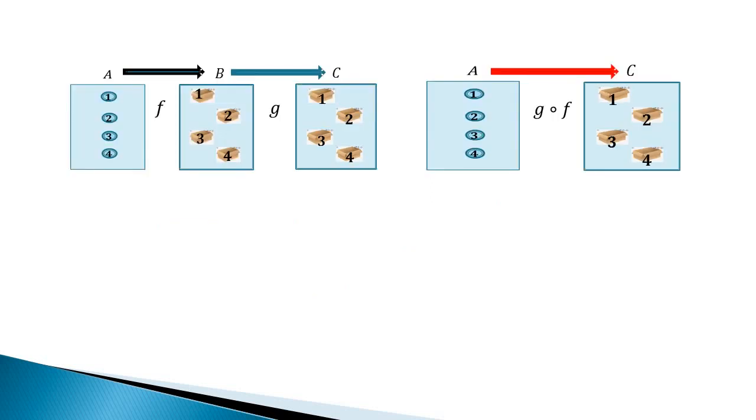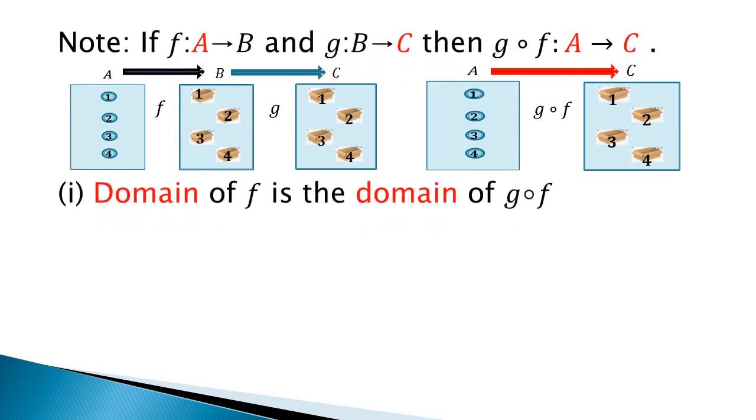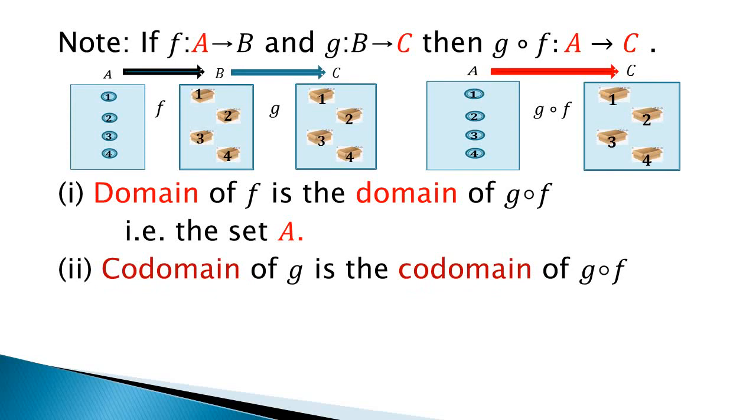Here you can see, if f be a function from the set A to the set B and g be a function from the set B to the set C, then their composition called g of f is a function from the set A directly to the set C. It is like this. You can see in the diagram, the domain of the composite function is the domain of the function f, that is the set A, and the codomain of the composite function is the codomain of the function g. It will be in this way.